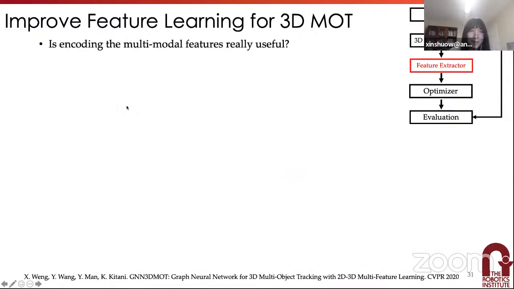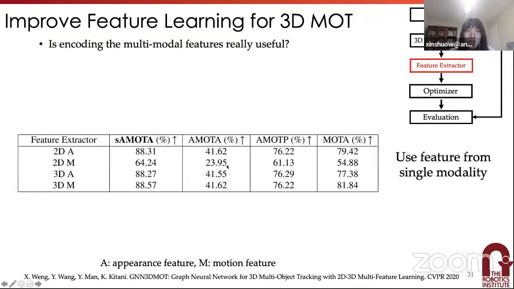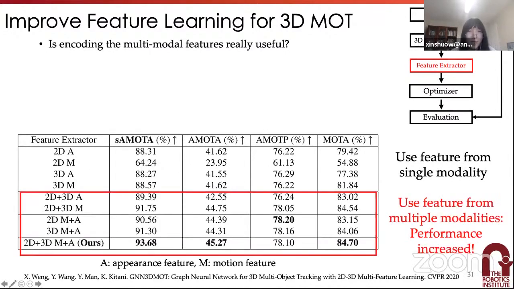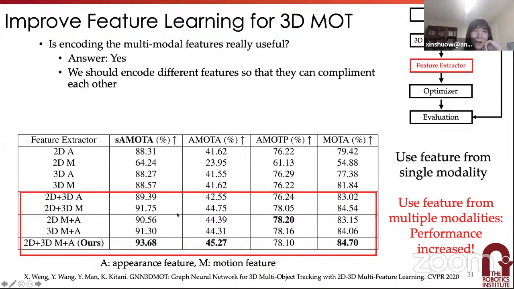Okay, now we have talked about the ideas, but are these ideas really useful, or are the strategies that we're using, for example, the multimodal feature extraction, really useful to improve the performance? First, we look at the performance by using a single feature. Here we denote A as the appearance and M as the motion feature. And we can see that if we use multiple features, especially in the last row where we use all four features we have, we obtain a much better performance, about 4% of improvement here, which is good. So the answer to this question is clearly yes, and we should encode different features, and they turned out to be complementary to each other and improve the performance.